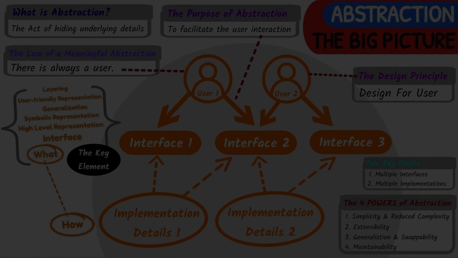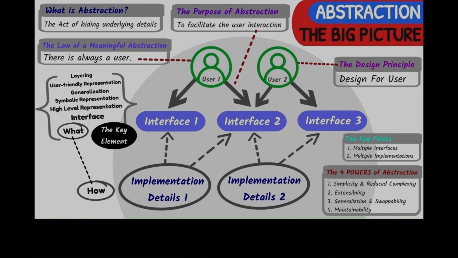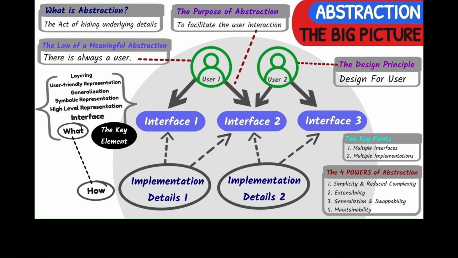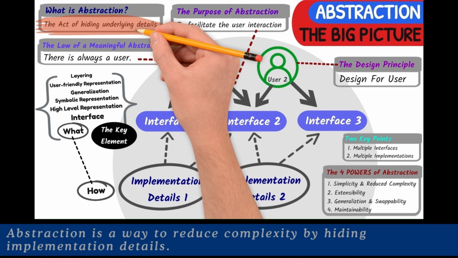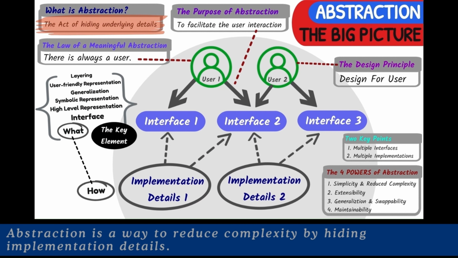a given scenario. Finally, now that we have seen the big picture, it's time to revisit and evaluate the common answers developers often give about abstraction, the ones we looked at the beginning of the video. Abstraction is a way to reduce complexity by hiding implementation details. That's absolutely correct. This answer highlights the act of hiding implementation details and the benefit of reduced complexity.